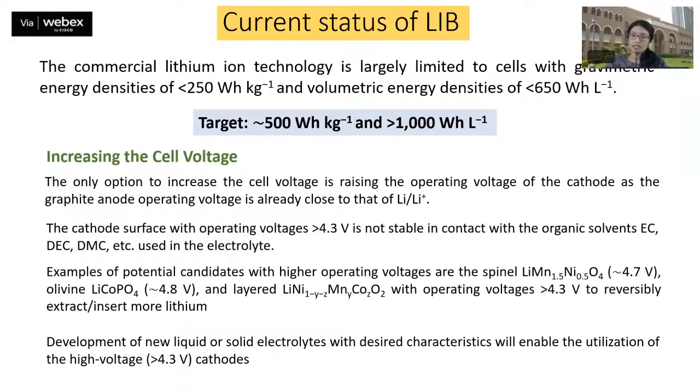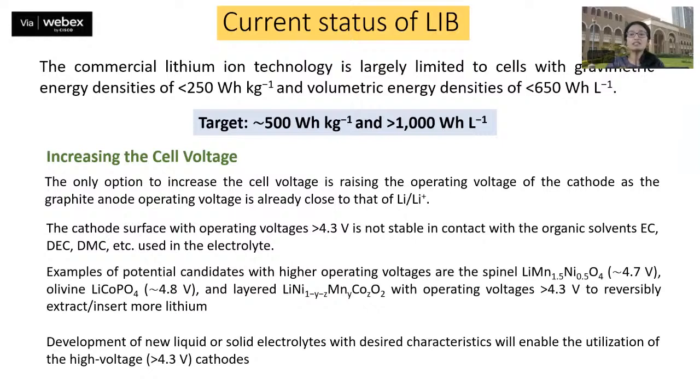So what is the current status of LIB currently? The commercial lithium-ion technology is largely limited to cells which have a gravimetric energy density of less than 250 watt-hour per kg. The volumetric energy density is less than 650 watt-hours per liter. So the target is to go up to at least 500 watt-hour per kg, and the volumetric density should be greater than 1000 watt-hours per liter. And how are you able to do that? How is the research progressing in this field?